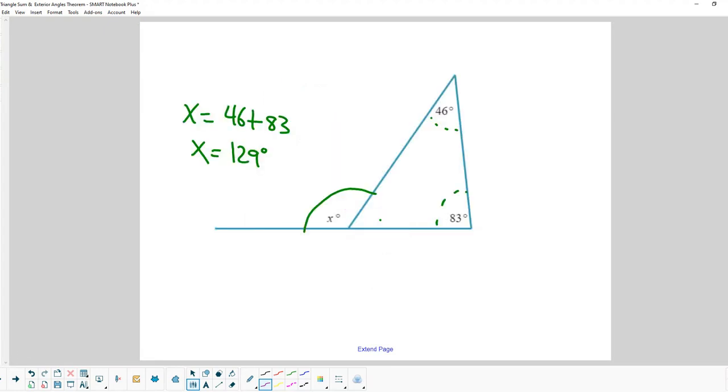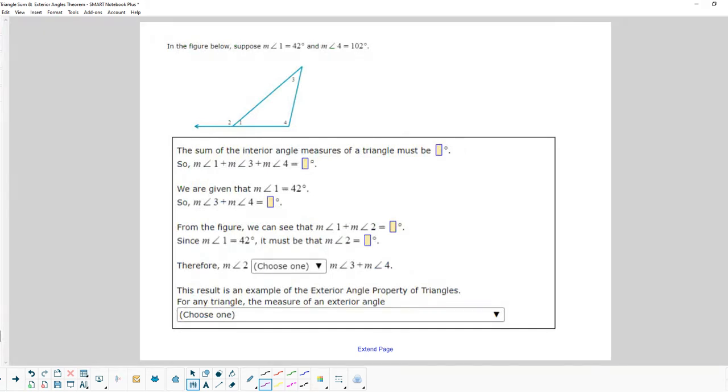Okay, here's one more. I've already done it for you. The exterior angle out here, if you add the two remote interior angles, you end up with 129 degrees. So in these problems, you're either going to add them or subtract if they give you one of the interior and the exterior angles. Okay, so to summarize, here's another little example problem.